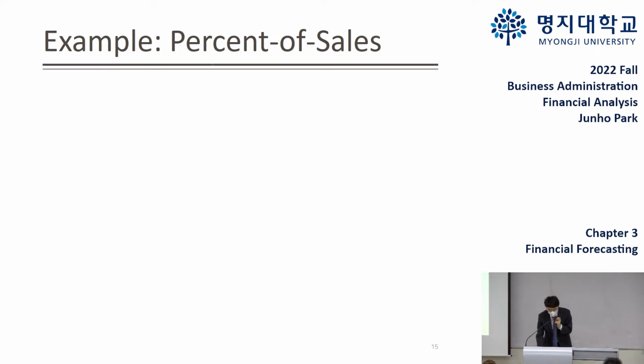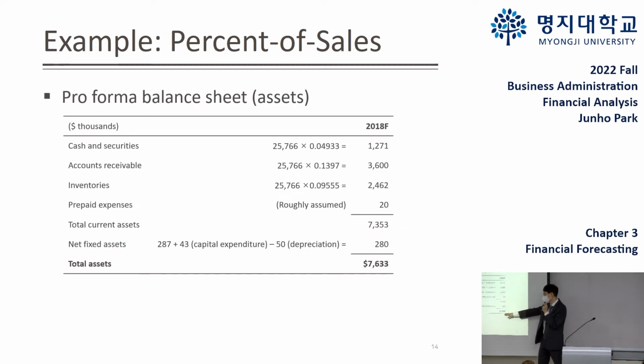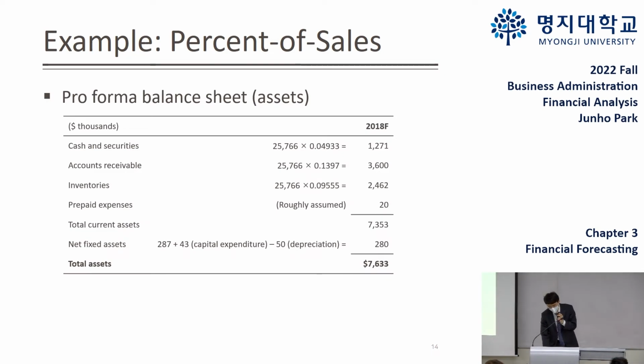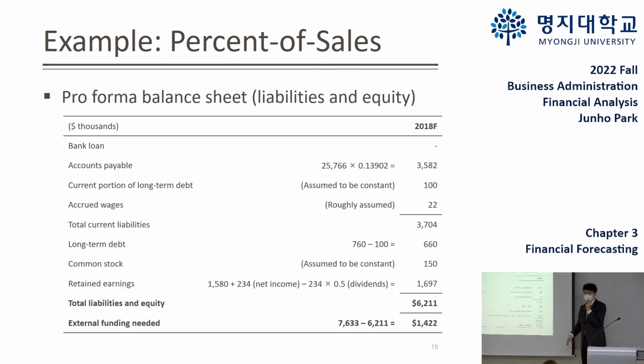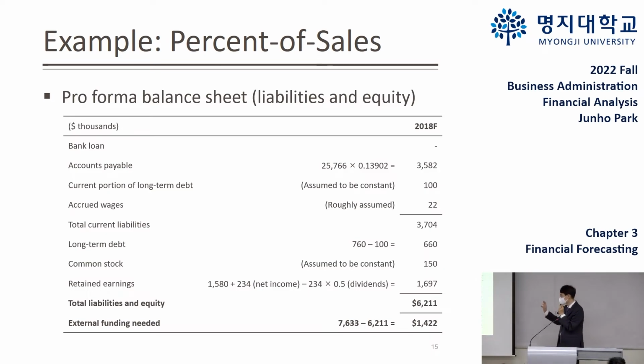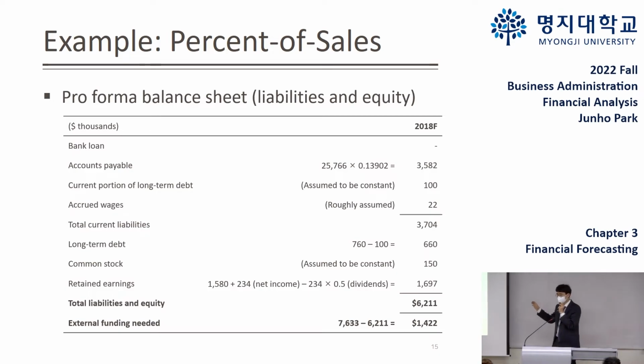So in the last slide, the predicted value for total assets was approximately 7,600. However, now you only have approximately $6,200. So there is a $1,400 difference between these two. And in this relationship, we cannot observe a proper relationship between assets, liabilities, and equity.